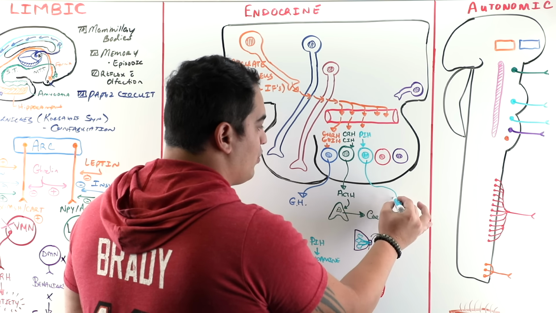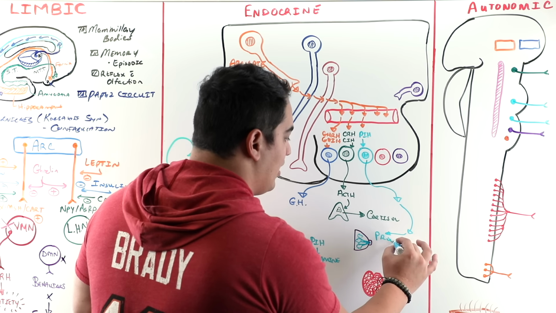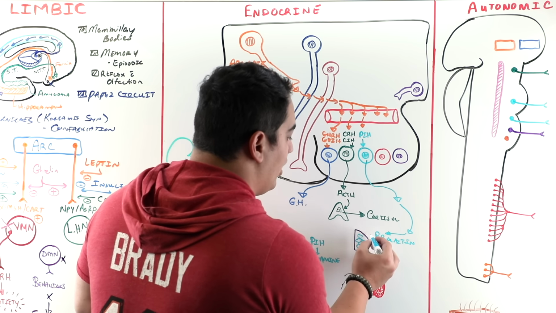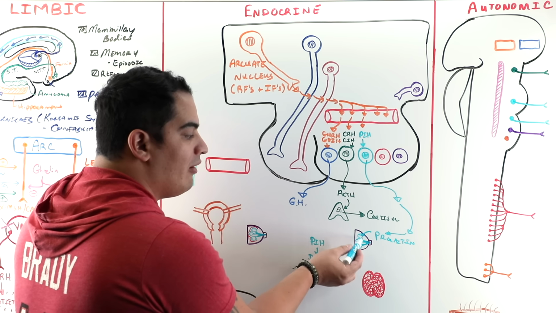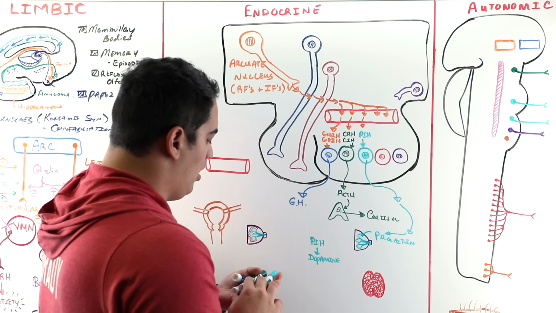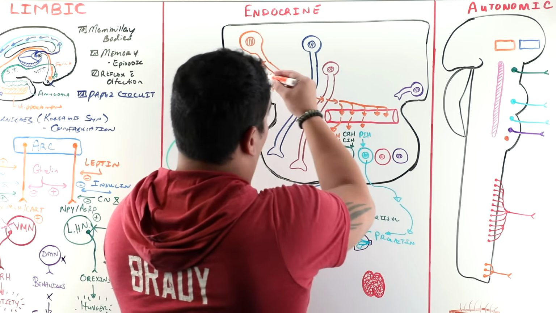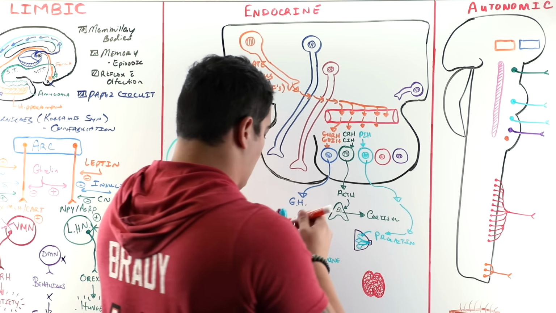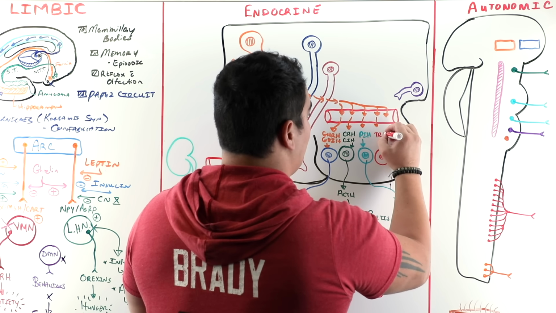And then the lactotrophs will release a particular hormone called prolactin. And prolactin will act where? It'll act on the mammary glands and stimulate the production of milk within the mammary glands. Okay, next. Another hormone that this arcuate nucleus releases is called TRH, thyrotropin releasing hormone.